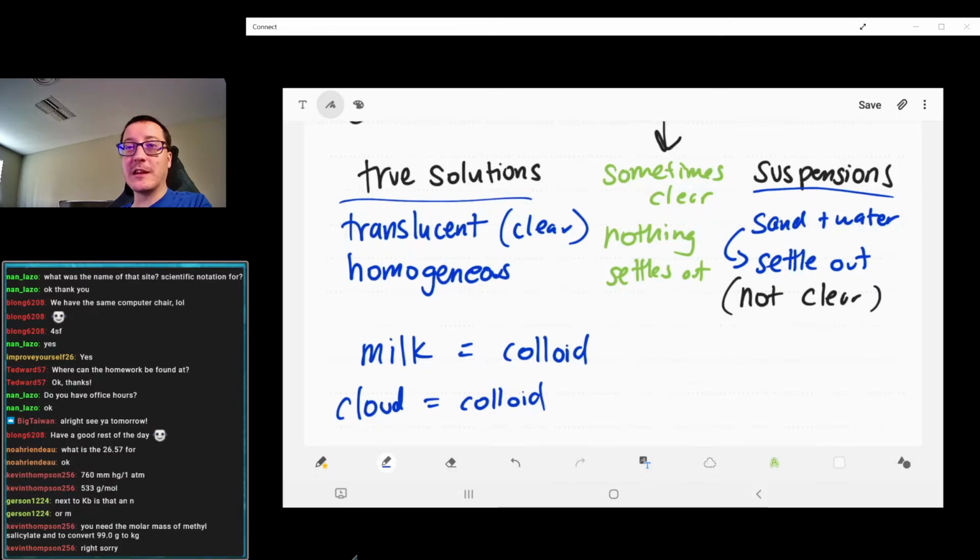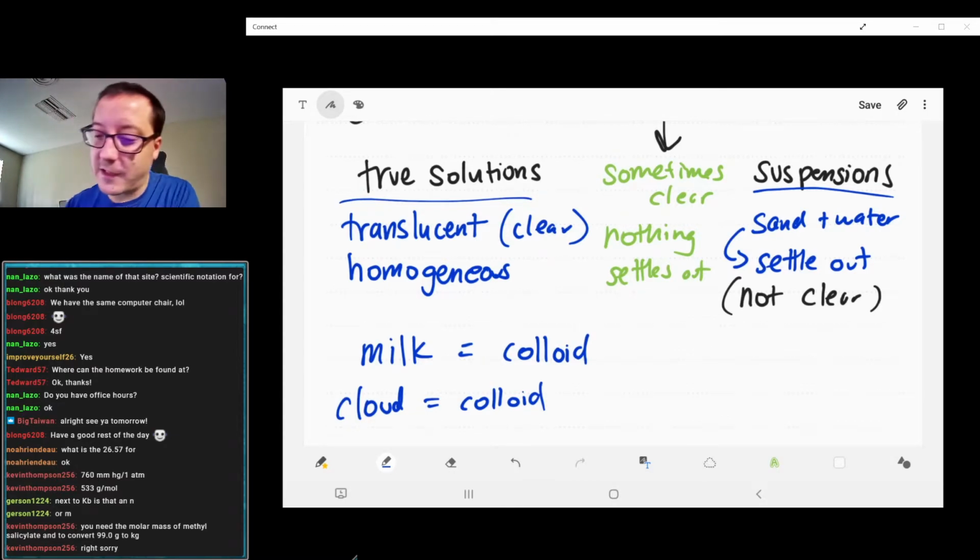And the same thing with milk. If we have our milk, it's just going to sit there, that white liquid, and it's not going to settle out. We're not going to get white solids at the bottom and clear liquid at the top, unless it rots or coagulates. But that's technically a suspension at that point.